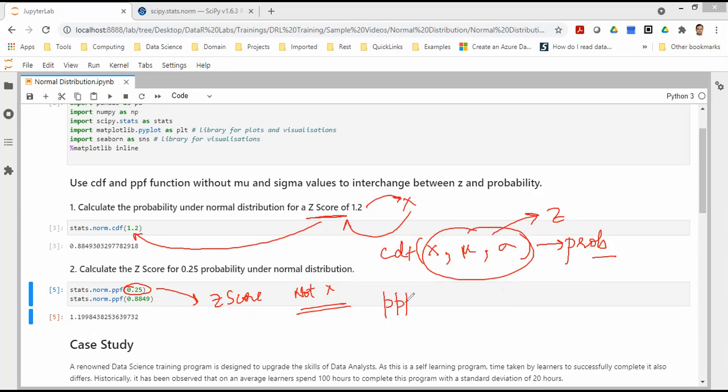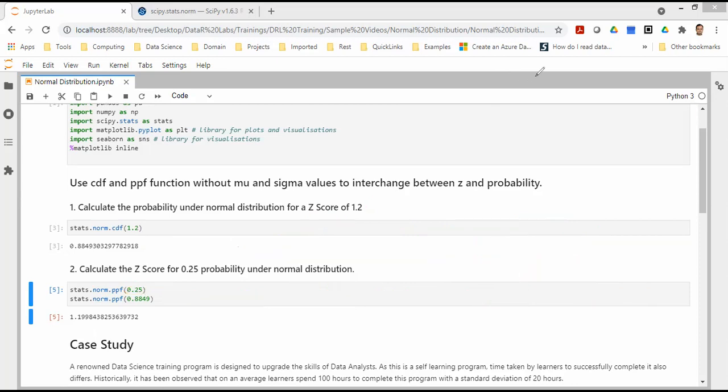Similarly, while I'm using the PPF function, if I want to directly get X as a result and not Z, I don't want the Z values, I want the X values. All I have to give is the probability value, the mu, and the sigma. All right, so with this understanding, let's move into the case study.